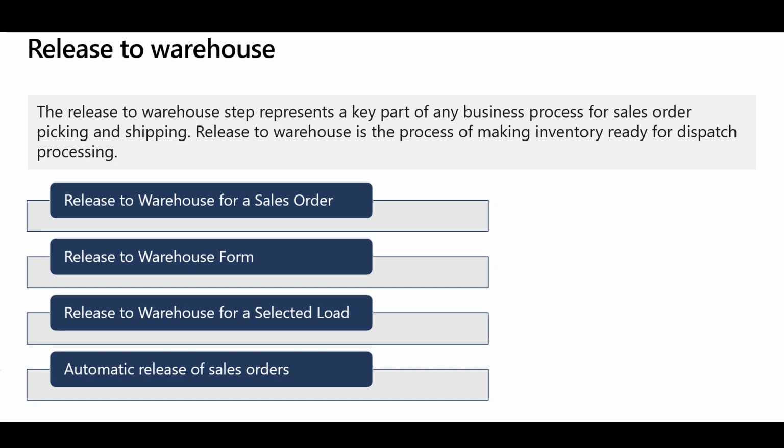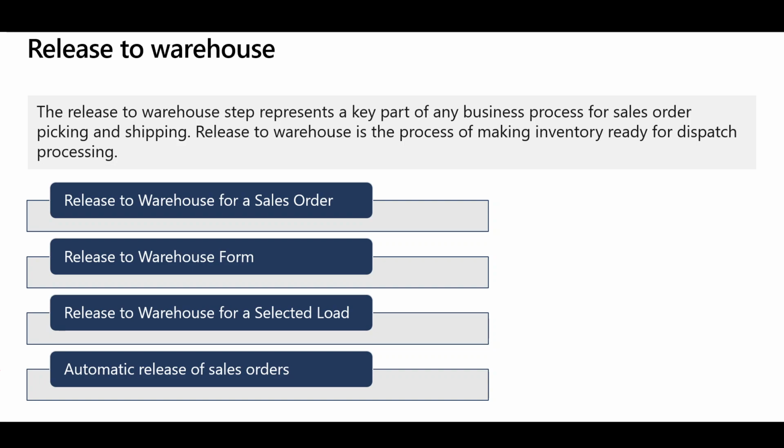Now let's get started with the release to warehouse process. The release to warehouse step represents a key part of any business process for the sales order picking and shipping. The release to warehouse is the process of making the inventory ready for the dispatching process.